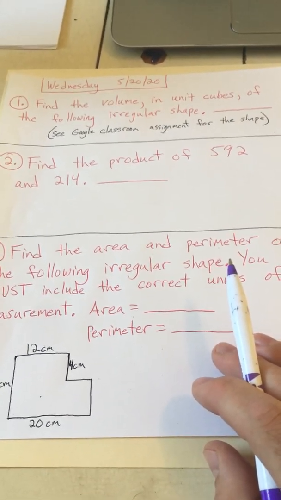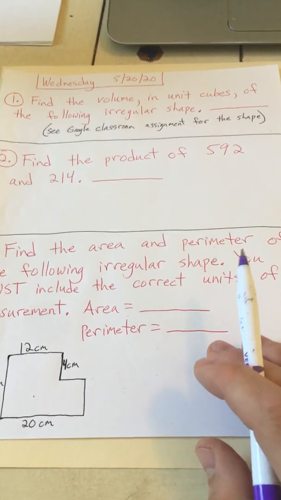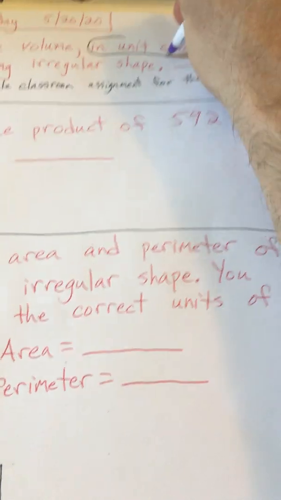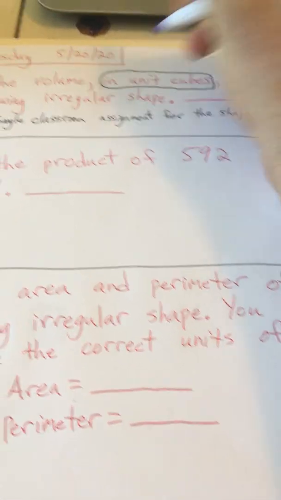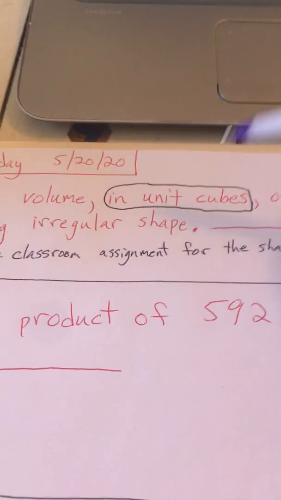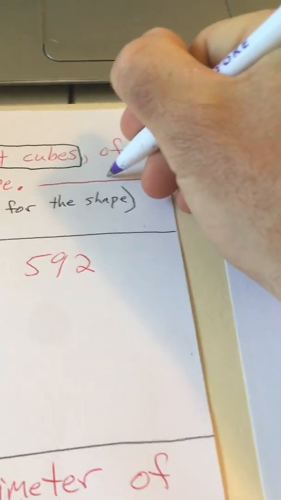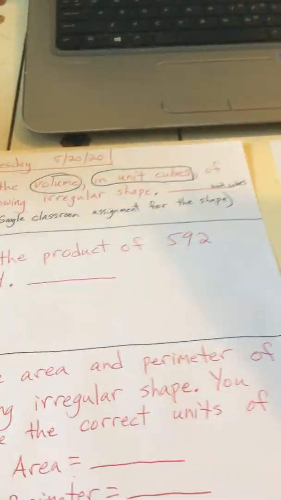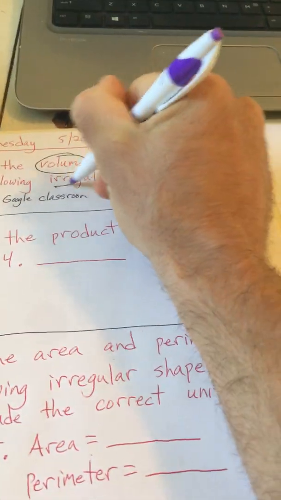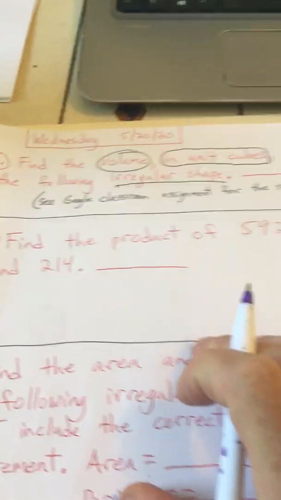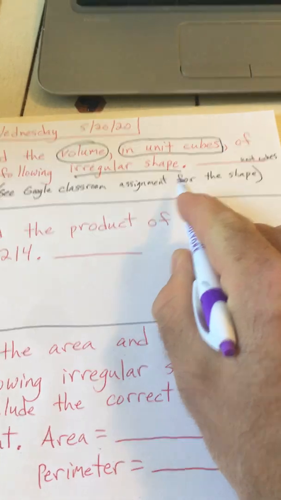Number one says find the volume in unit cubes of the following irregular shape. Okay, so the units are just cubes, unit cubes. It doesn't say if they're inches or centimeters or millimeters, so it doesn't tell you the unit. It just says in unit cubes, so that's the unit we're going to put our answer in. We're finding the volume of the following irregular shape. That just means it's not a regular shape, right? It's going to be a little bit strangely shaped. So it says see Google Classroom assignment for the shape.